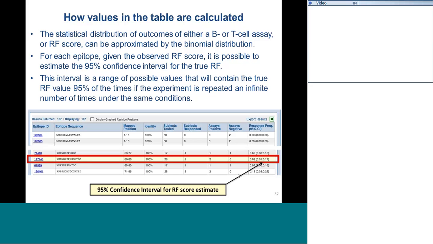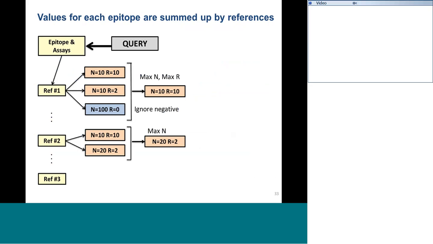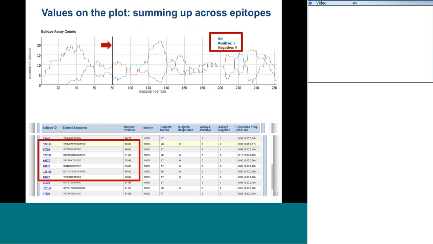I already discussed what that interval means. And for the bottom plot, you can see the number of epitopes, and again, they are summing up across epitopes.